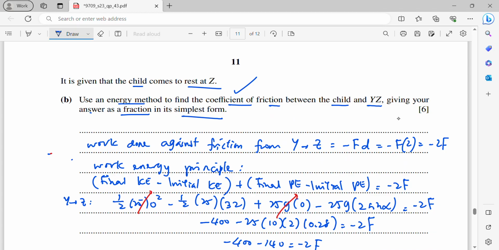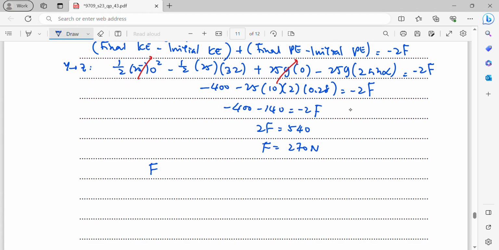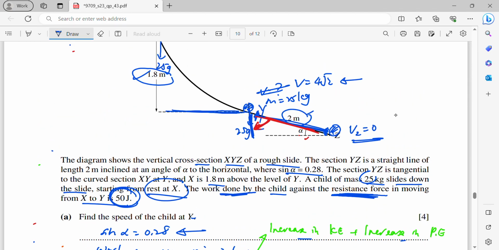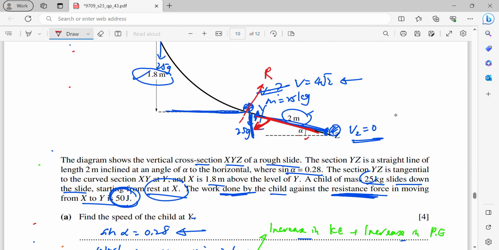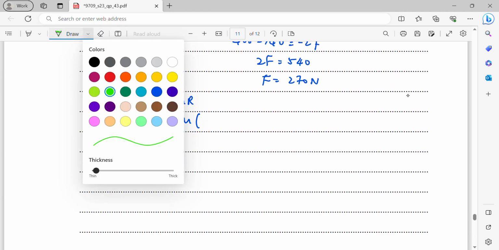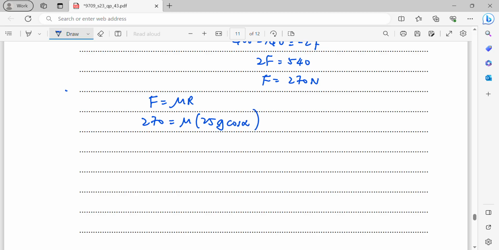Okay, and now you need to get the coefficient of friction. So friction is mu R. Now, it will be 270 equals mu R. Where to get the R? The R is actually the normal reaction. So let's say this is the R. Now when you resolve this weight to this part, here is alpha, that means this is also alpha. So from this part, I know that my R is 25G cos alpha. That is my R. But don't forget, just now you were given sine alpha equals 0.28.